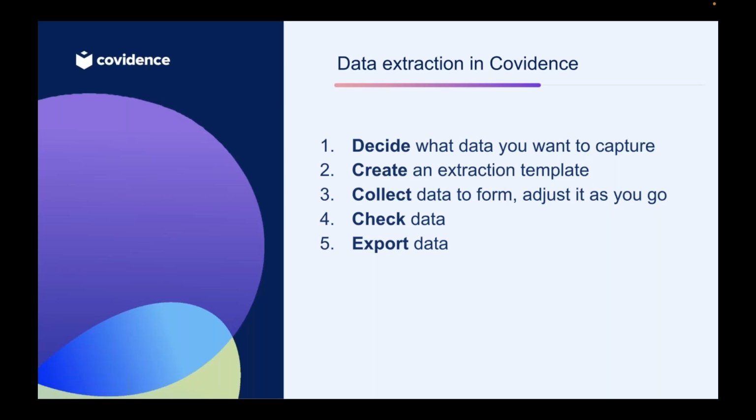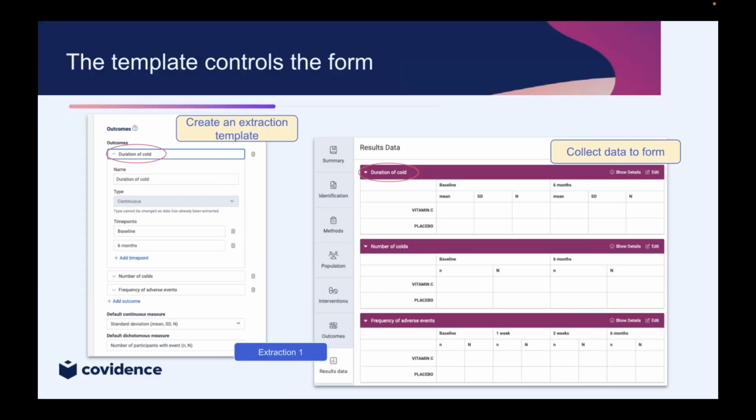That's a very common scenario and one that Covidence has been designed to accommodate. Fourth step is a check of that data that you've extracted, and then finally you'll export it in a format that's suitable for the next steps of your project. So what does that actually look like?